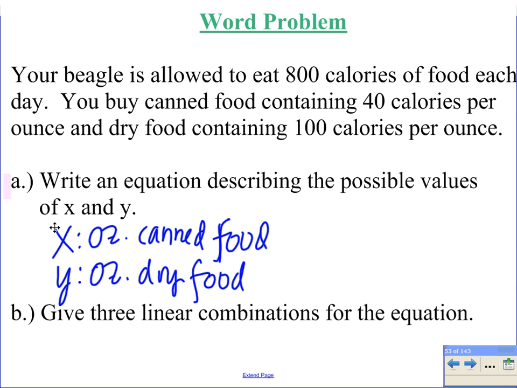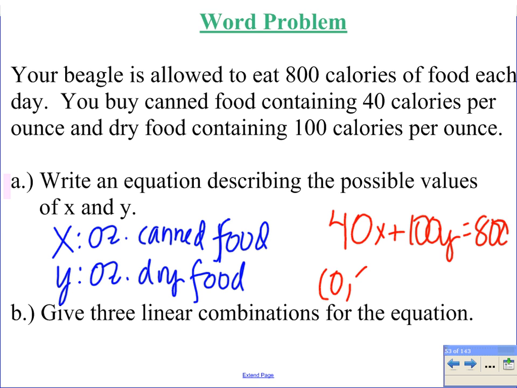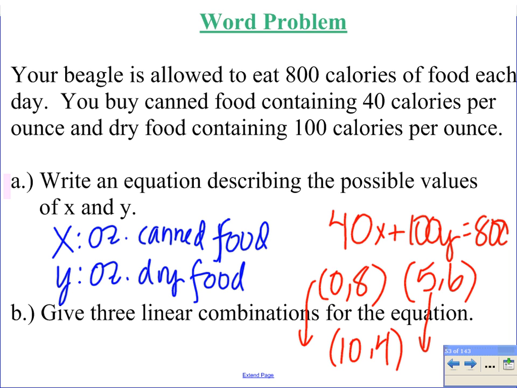Okay, so how would I write this equation? 40x plus 100y equals 800. Right, and someone just gave me 10, 8, and 5, 6. Yes. Brianna? 10, 4. So you get the idea. Linear combinations just mean solutions.